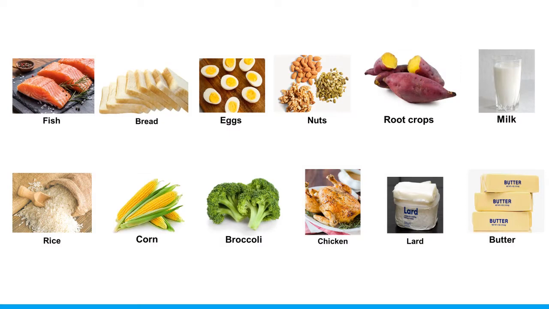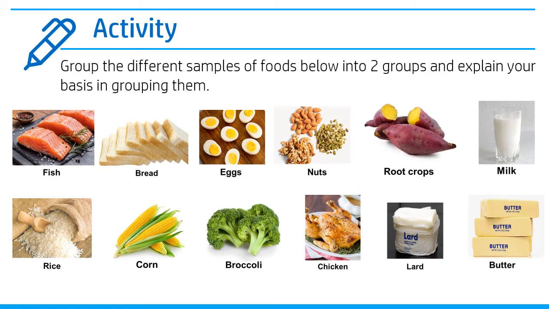Are you familiar with these food samples? Some of them are readily available here in Kasiguran. The other food samples are something you can look up to when you shop for your next meal. Now, try to group them into 2 groups. Then explain your basis in grouping them. You can pause the video while you are doing this and you can write your answer in a piece of paper.